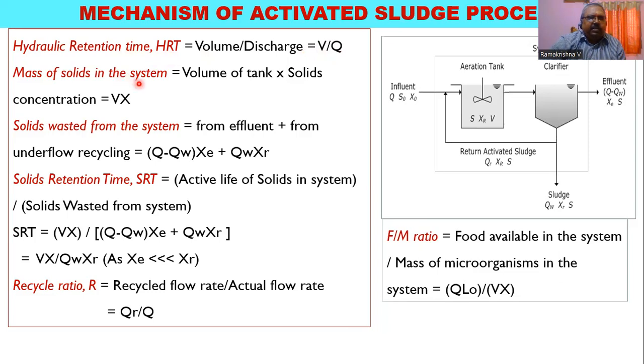And mass of solids in the system, how much of the solids are there in this tank? Volume of the tank is V, and solids concentration, the MLSS concentration, is X. So it is called V X. Solids are wasted from the system. There are two ways you can see from the boundary. One is going through the effluent and another going through the sludge cycle. And here what we are seeing is Q minus Q W times Xe is the solids going out from the effluent system, and Q W X R is going out from the sludge cycle.